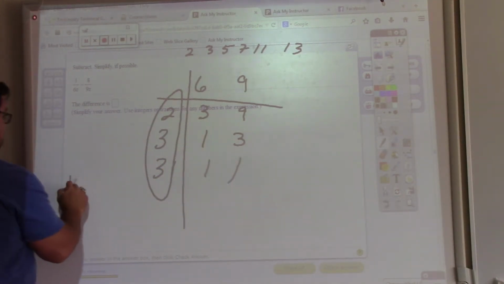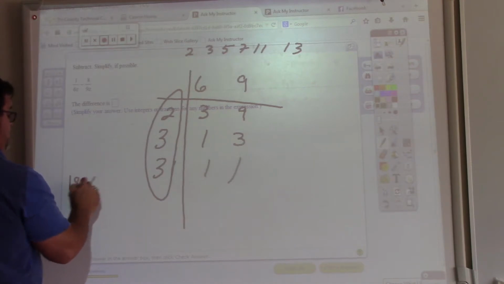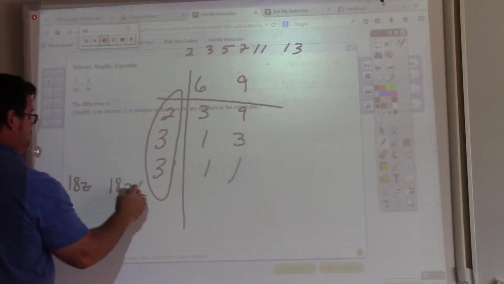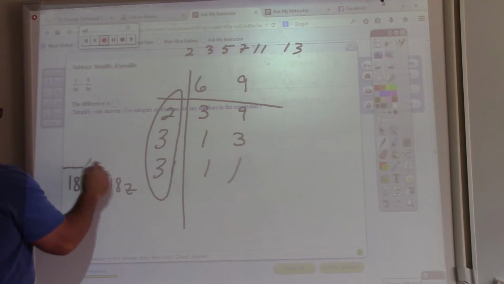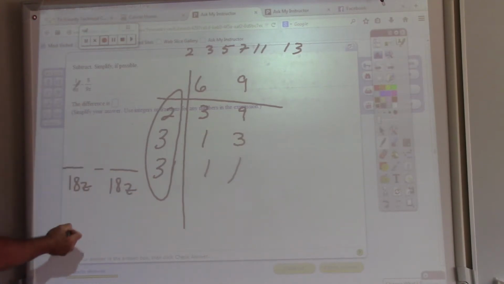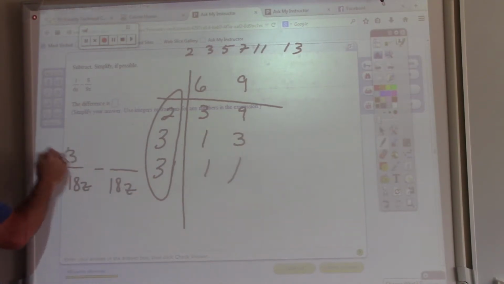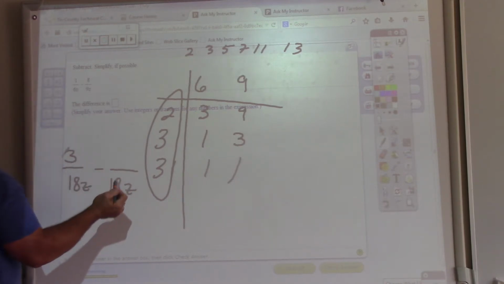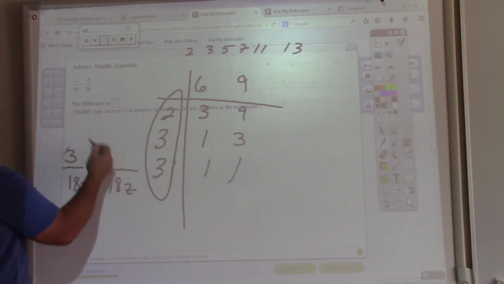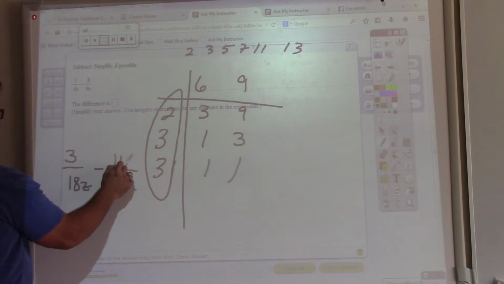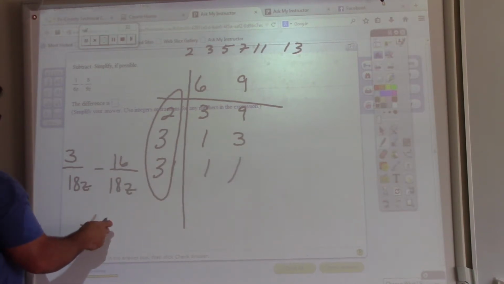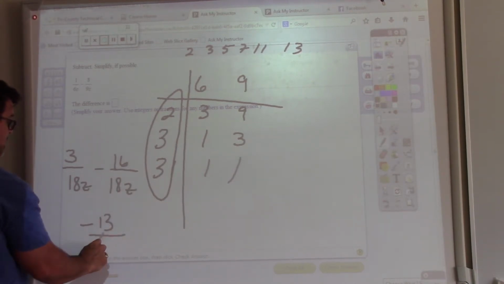18. So you put 18 here and 18 here, and 6 will go into 18 3 times, 3 times 1 is 3. 9 will go into 18 2 times, so the answer is negative 3 over 2. Thank you.